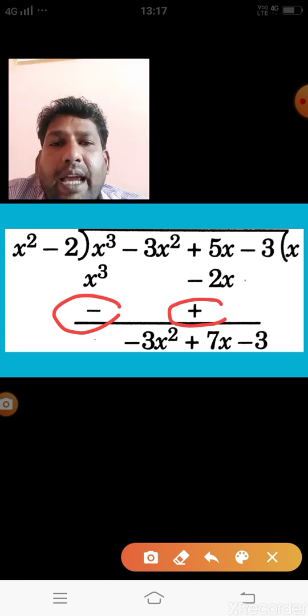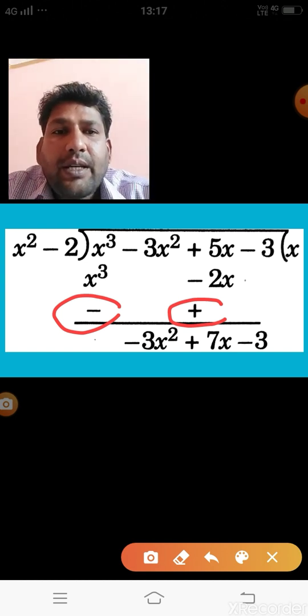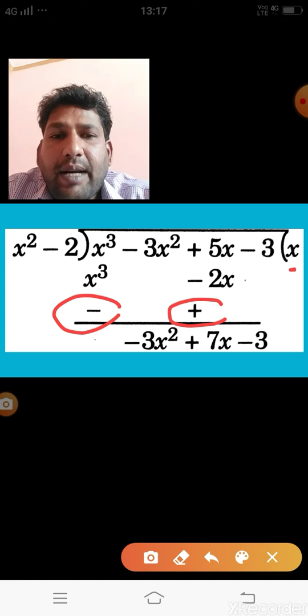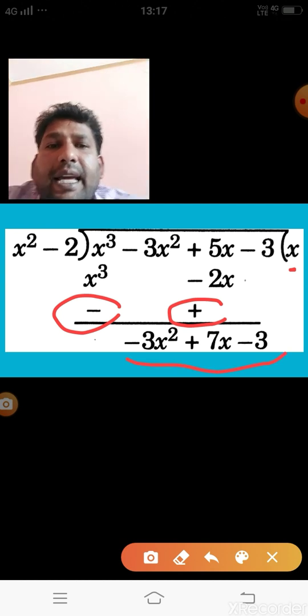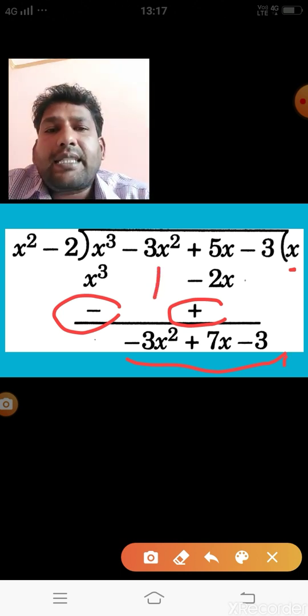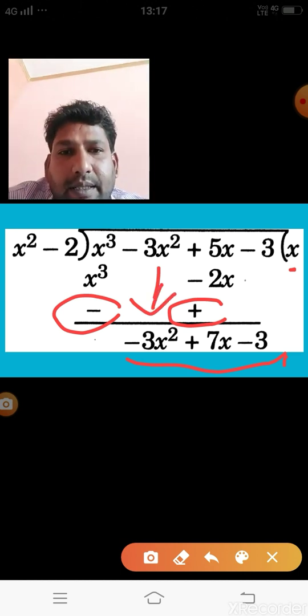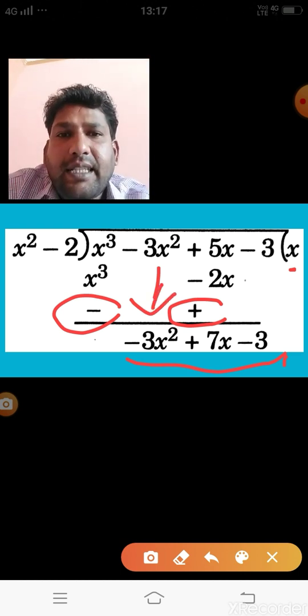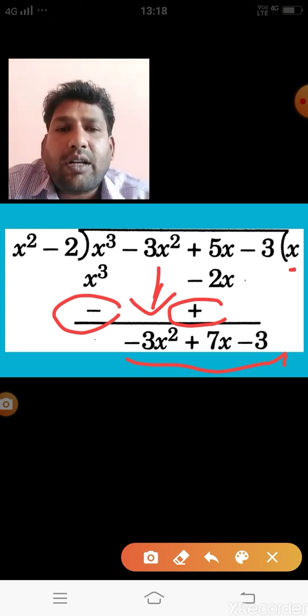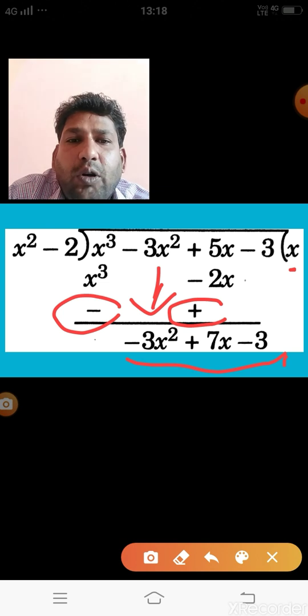Then we have to write the quotient also. Quotient is x, and remainder we get as minus 3x square plus 7x minus 3. Here 5x plus 2x we get 7x, minus 3 we write as it is, and minus 3x square. Always write the terms in descending order of degree when dividing polynomials.